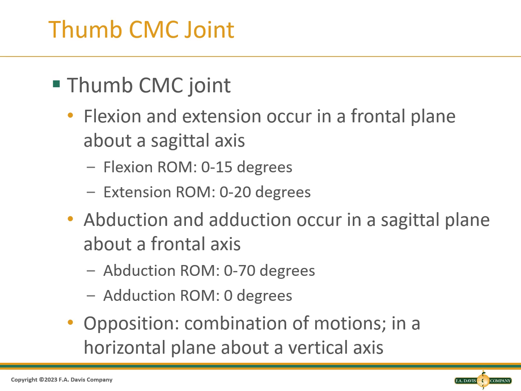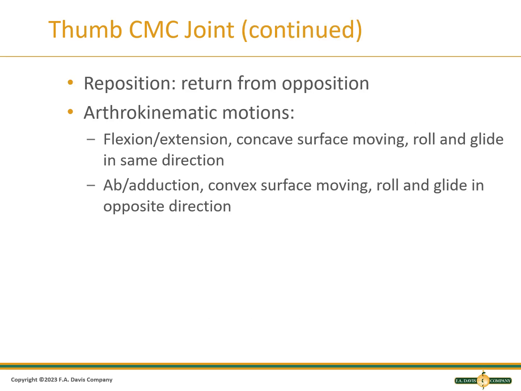Opposition is a combination of movements or motions in a horizontal plane about a vertical axis. And reposition is the return from opposition. Our arthrokinetics, flexion and extension, has a concave surface moving on the convex surface. So the roll and glide happen in the same direction. So for thumb flexion, we would have a medial roll and glide. For thumb extension, we would have a lateral roll and glide.